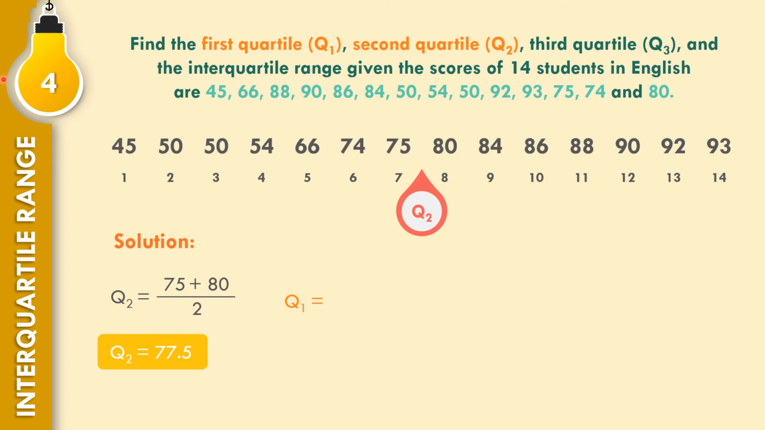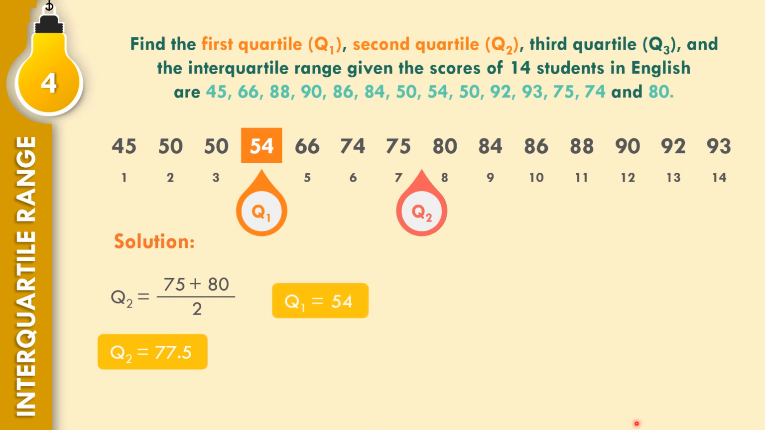How about the quartile 1, or the first quartile? So for the first quartile, we will start from 1 up to 7. So let us find the middle. The middle is on the fourth position. It means the quartile 1 is equal to 54. So Q sub 1 equals 54.